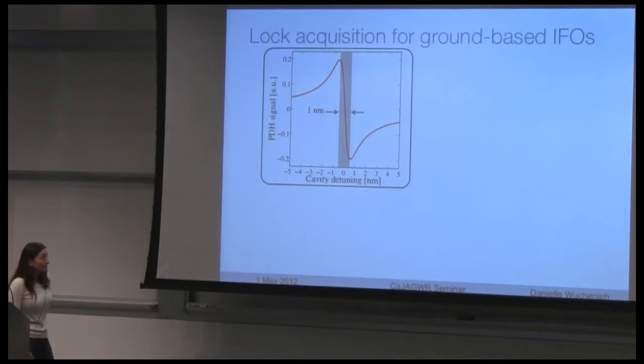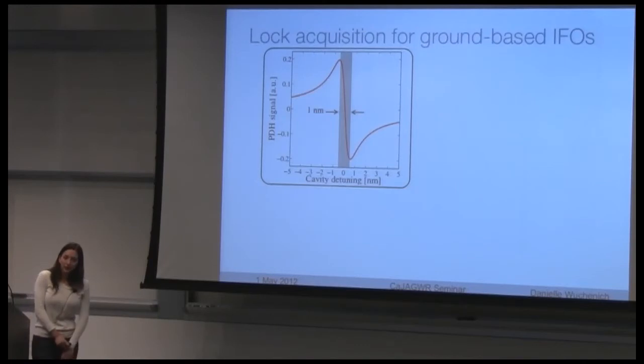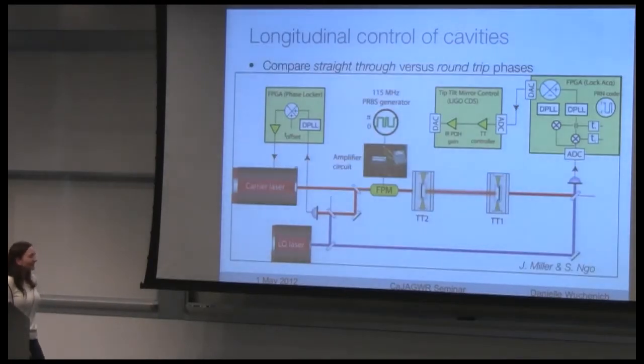Most of them are based on Pound-Drever-Hall locking, which works really well. But the only problem is that you have a really short region where your error signal is linear, and you have to be... Well, maybe I'll get there in a second.